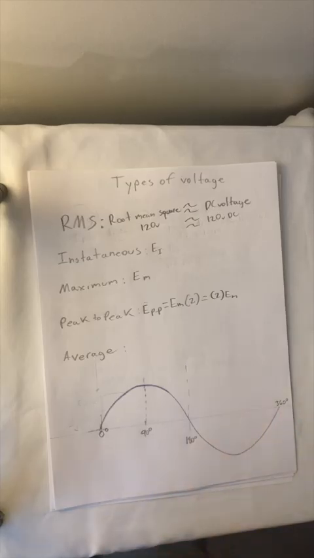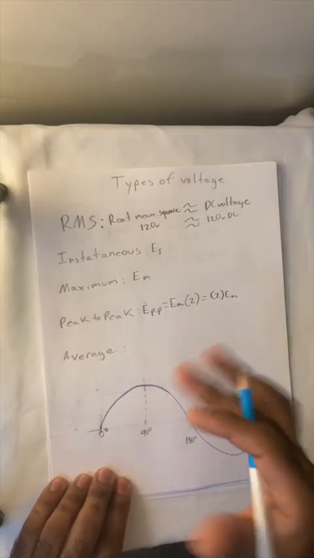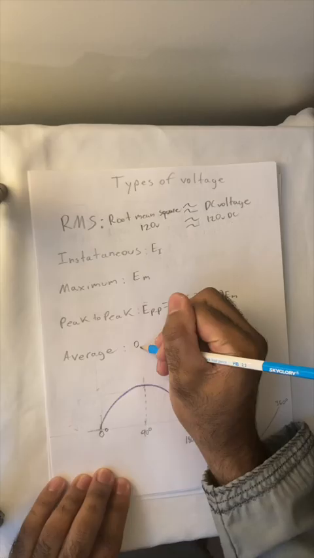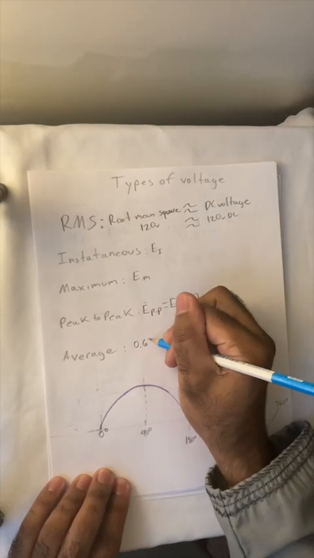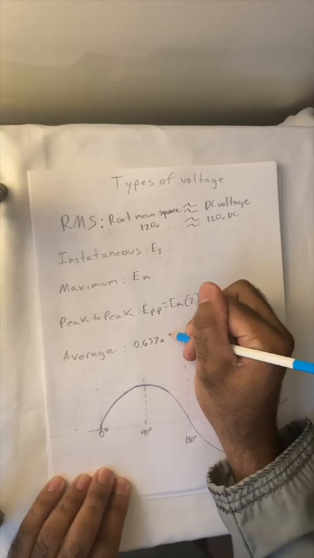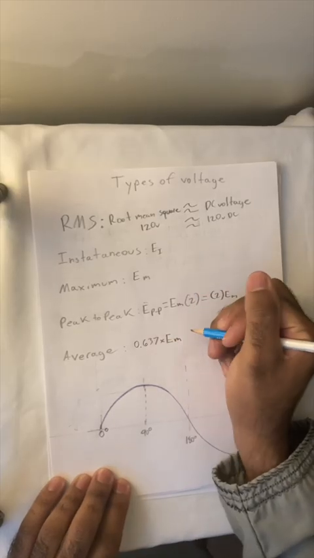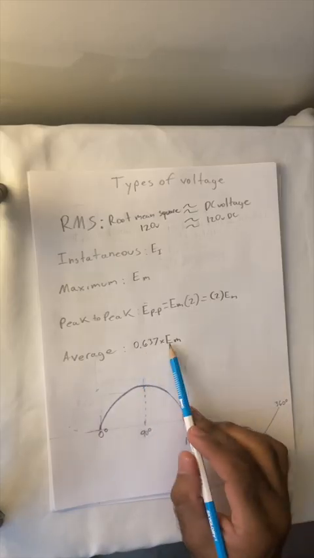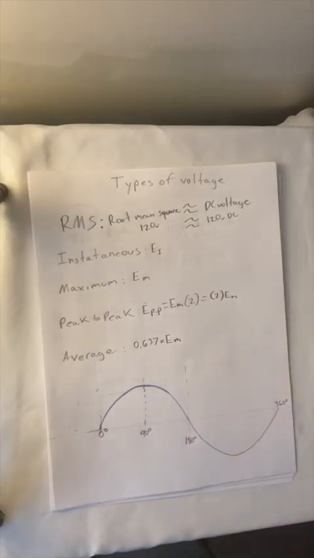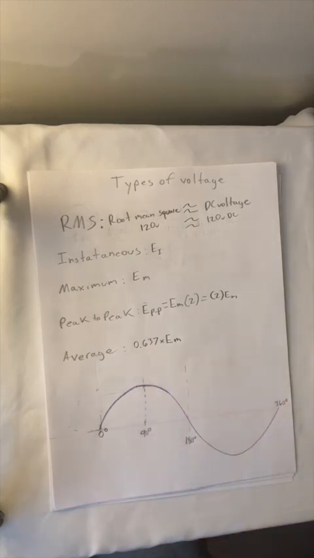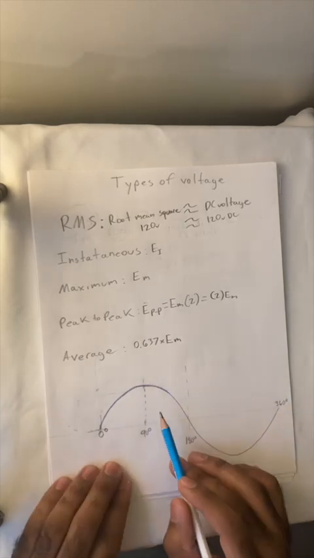However, this value, sometimes we can actually approximate it. It's approximately 0.637 times the E maximum, so the maximum voltage. So the maximum voltage times 0.637 would be the average voltage.